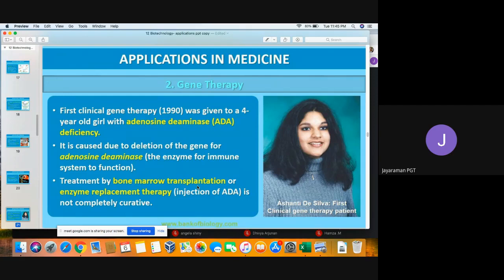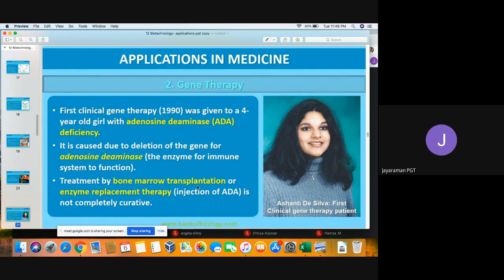Or another solution is enzyme replacement therapy. That particular person has to be injected with ADA every time. The ADA has to go everywhere, deep into the bone marrow, because the bone marrow has the cells which produce the B cells and the T cells. So the enzyme is needed in that place. So you have to inject ADA often. That also is not completely a curative method. Daily doses are needed. It's not easy. We can postpone death or something. You can keep the disease under control temporarily.